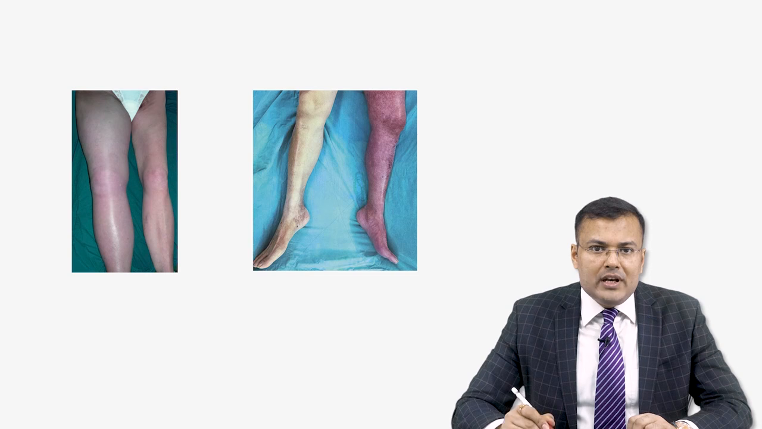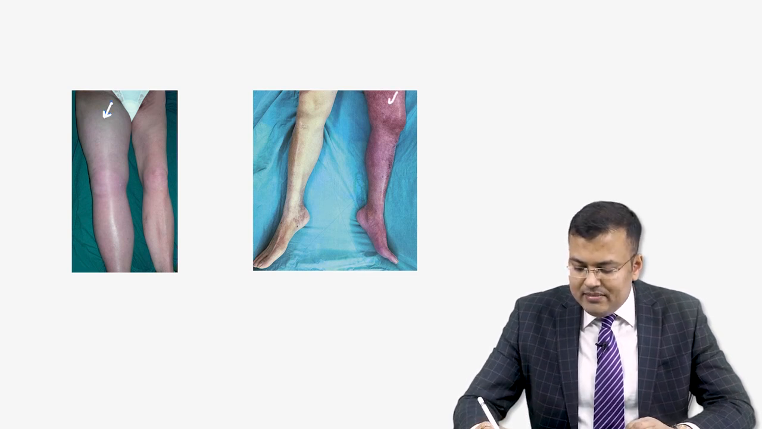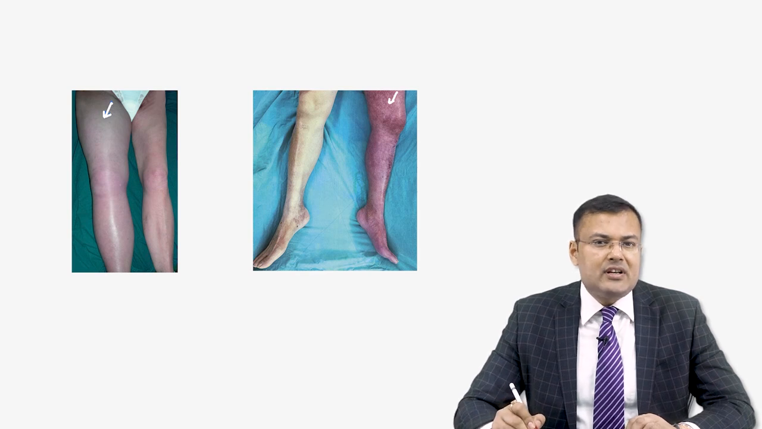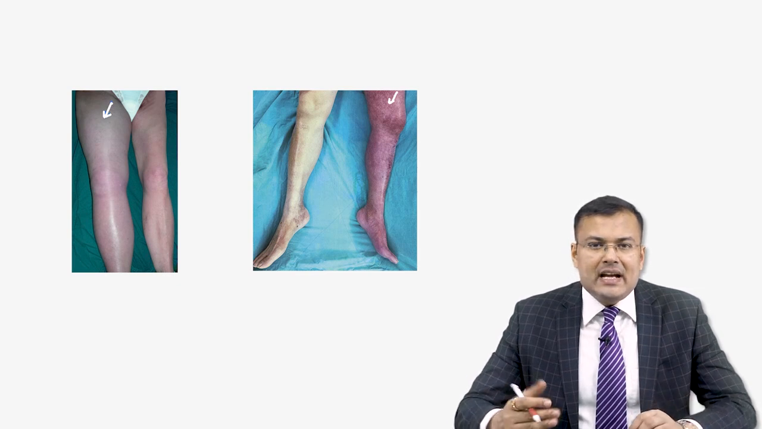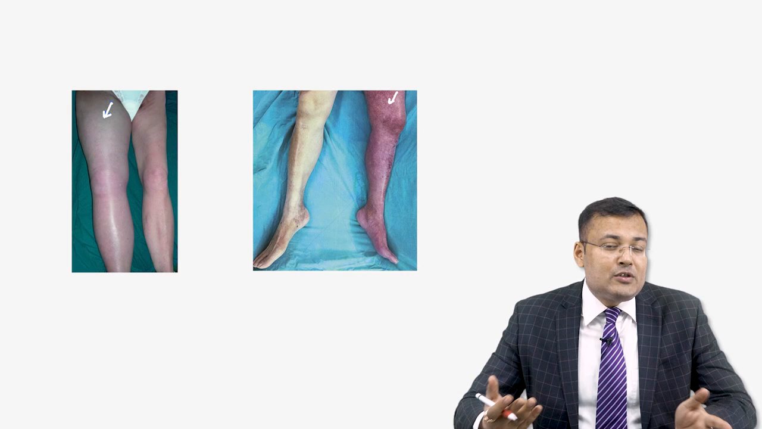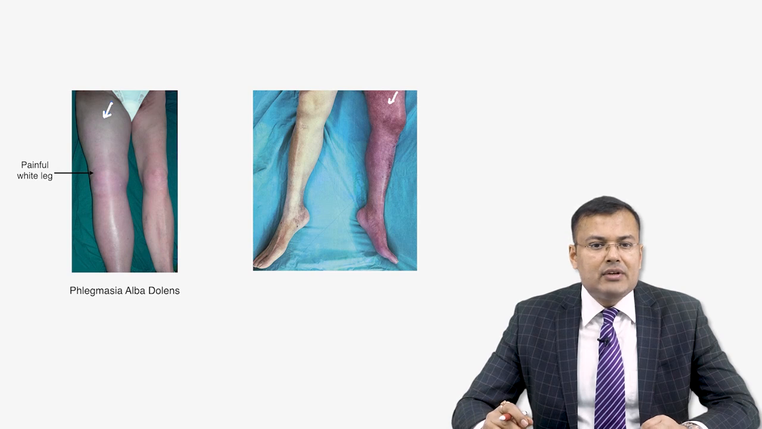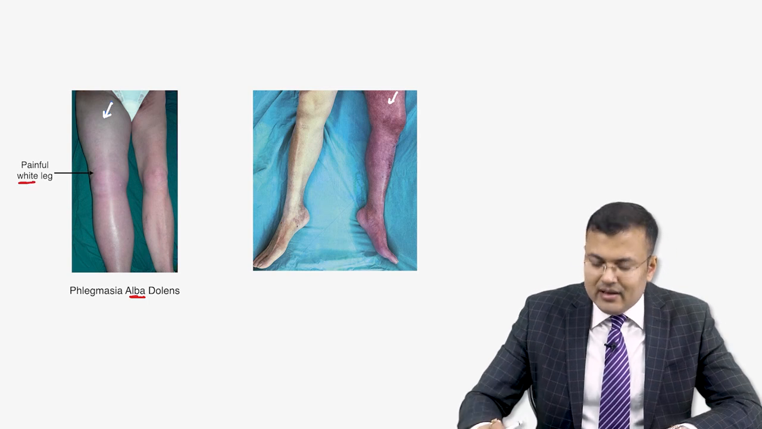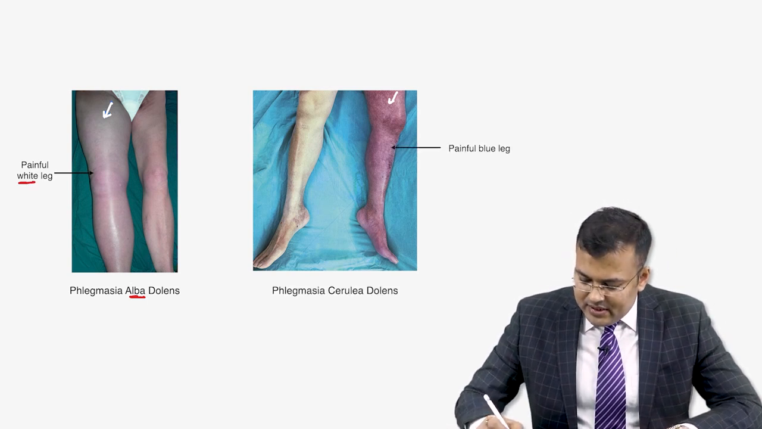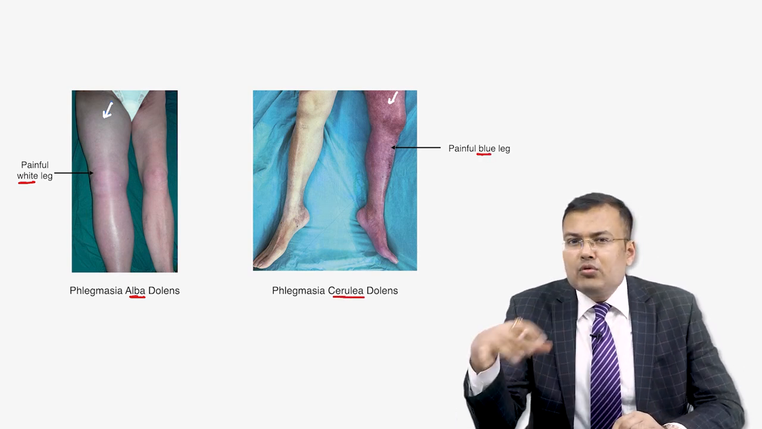Now see the color of the lower limb. You can see this patient is having edema in the right limb. Simultaneously, the patient is having bluish discoloration. So there are two terms. One is phlegmasia alba dolens, meaning painful white leg, and the other is phlegmasia cerulea dolens, that is painful blue leg. The first one is painful white leg, and the second one is blue.